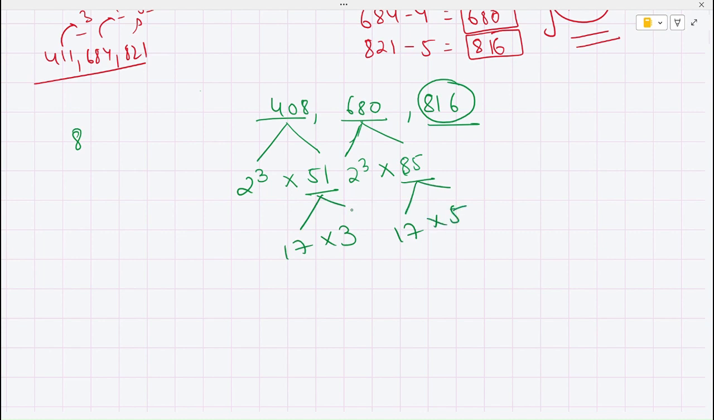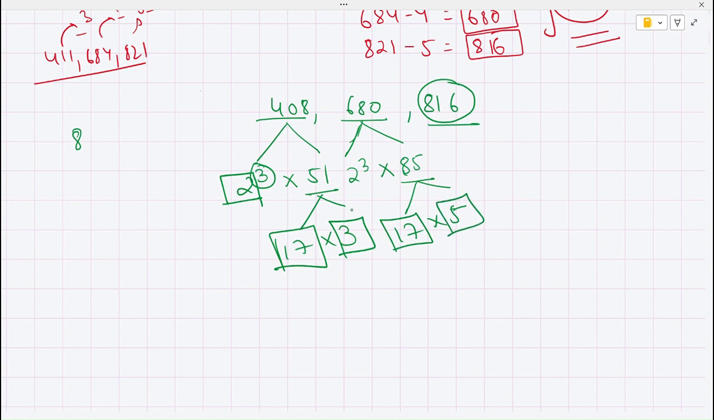So now all these are prime numbers. For example, 2 is a prime number. We do not need to focus upon the power right now. What we need to make sure is that the base is prime. So here 2 is prime, then we have 17 that is prime, and then we have 3 that is prime. And here again we have 17 and 5. So all these are prime.